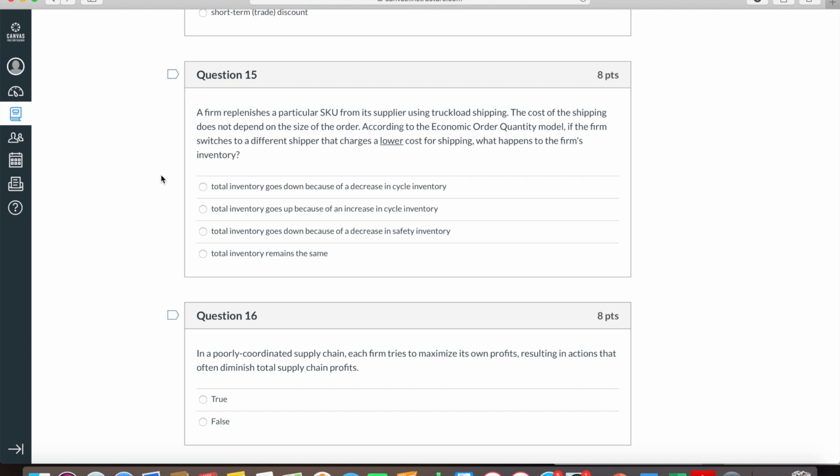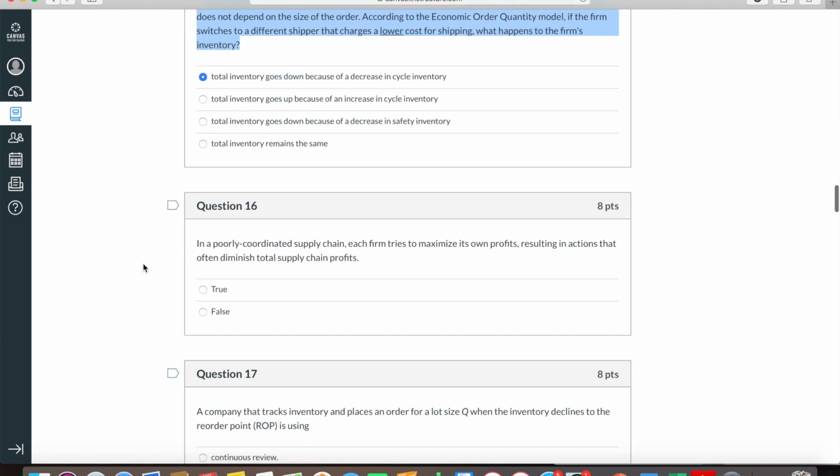Question 15. A firm replenishes a SKU from its supplier using truckload shipping. The cost of the shipping does not depend on the size of the order. According to the EOQ model, okay, so this problem, the answer is goes down because of a decrease in cycle inventory. However, this is one of the problems that I had a lot of trouble in, so I don't feel comfortable giving you an answer. If you do find something, please feel free to leave that in the comment section below.